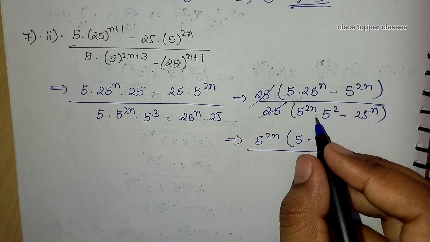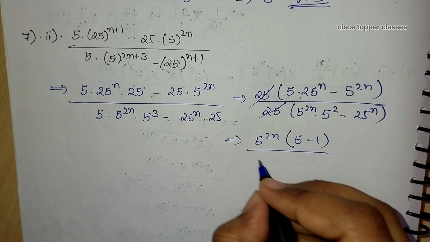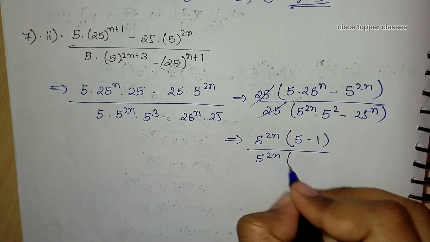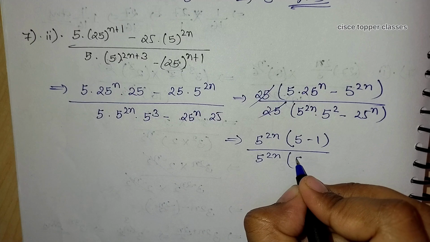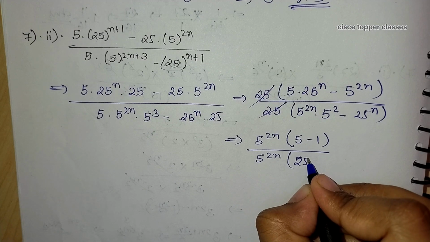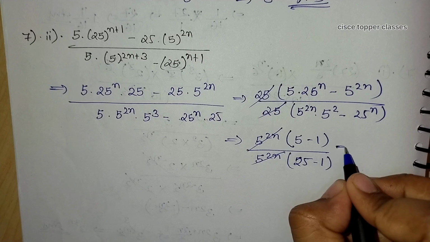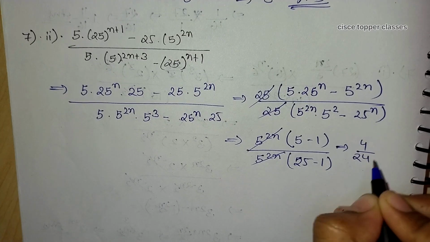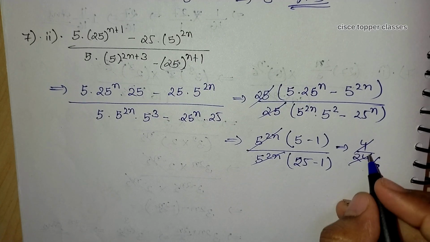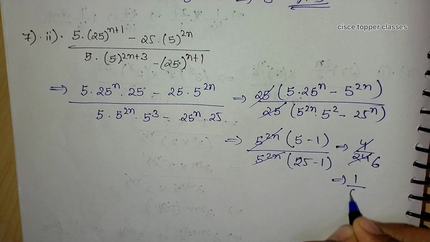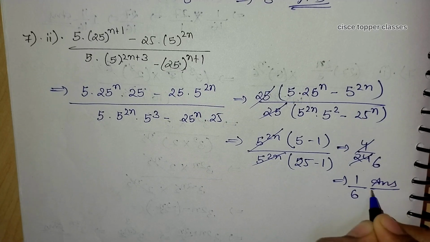5 to the power 2 and again common, so it will be 5 whole square means 25 minus 1. Simply we can cancel out this part, and here it is 4 by 24, which will be 4 divided by 24, so it will be 1 by 6 as the final answer here in this.